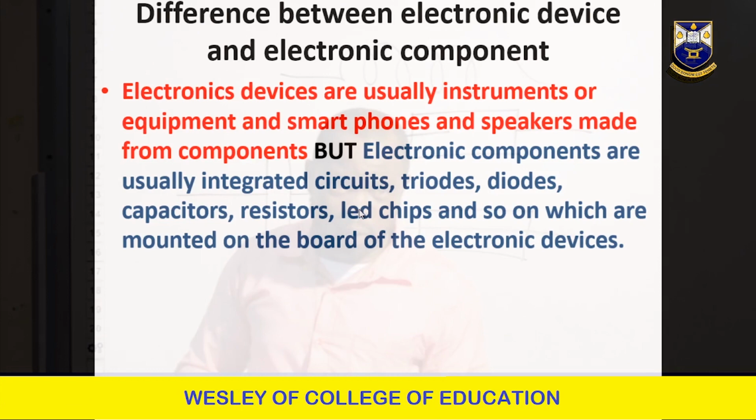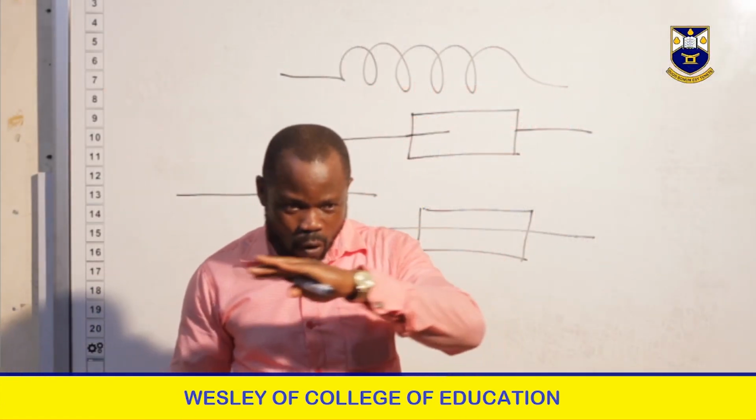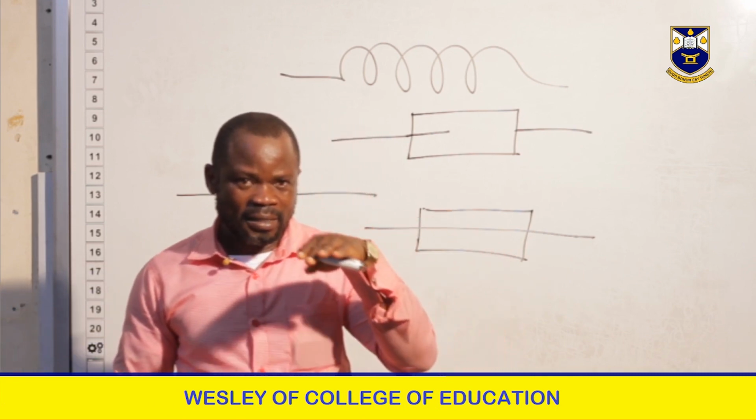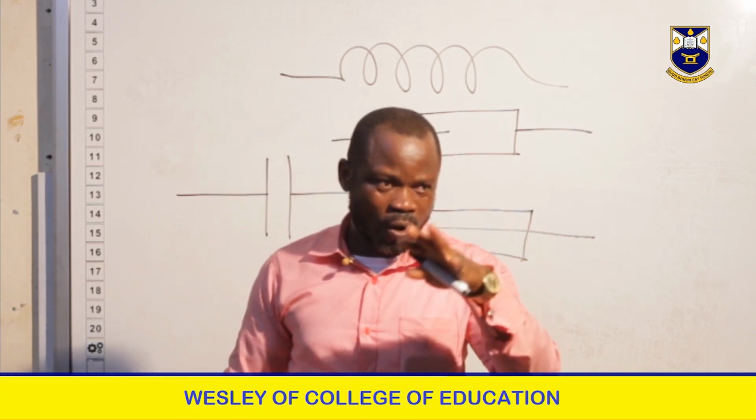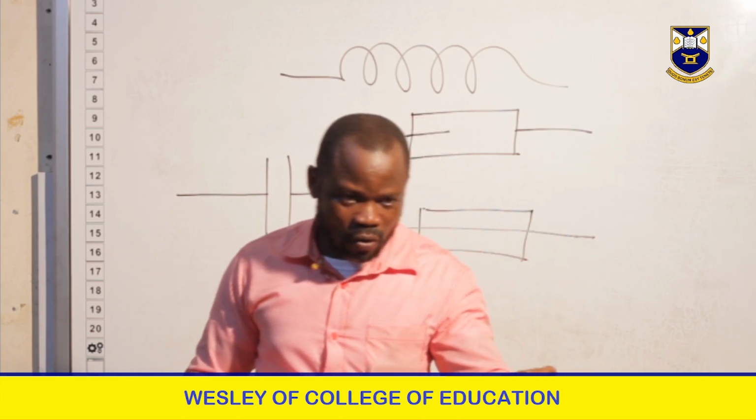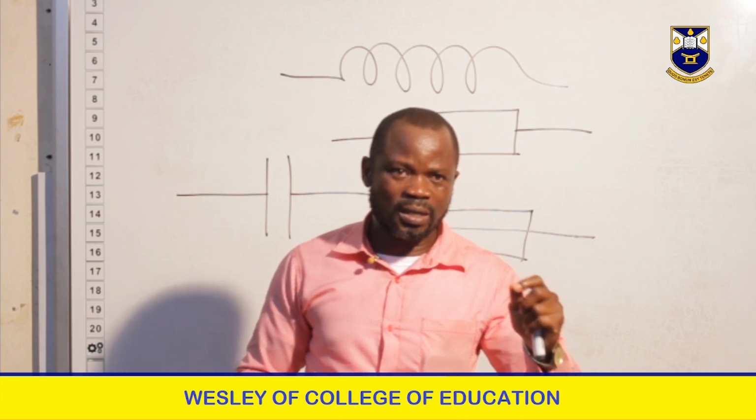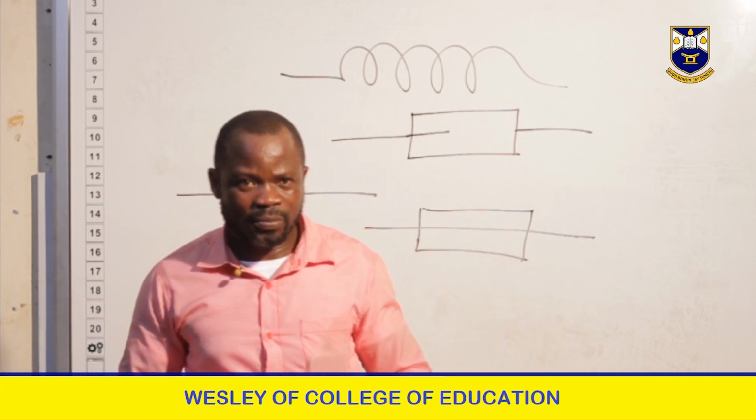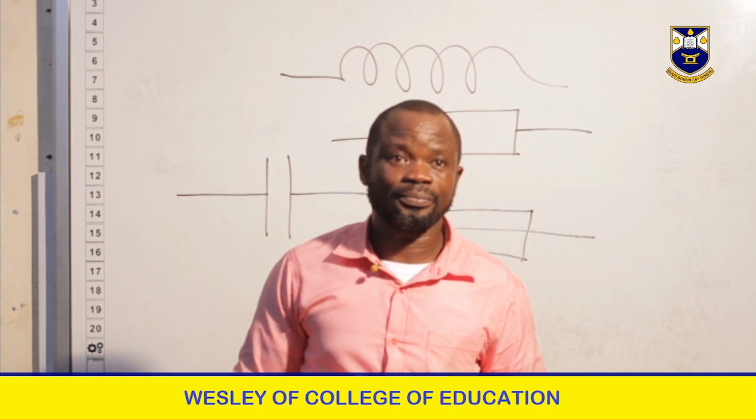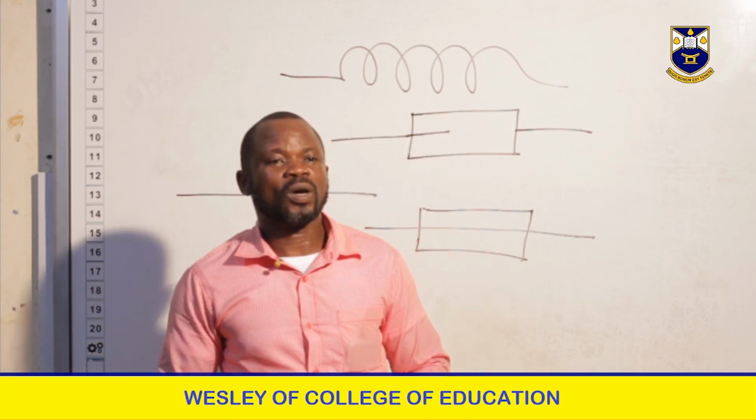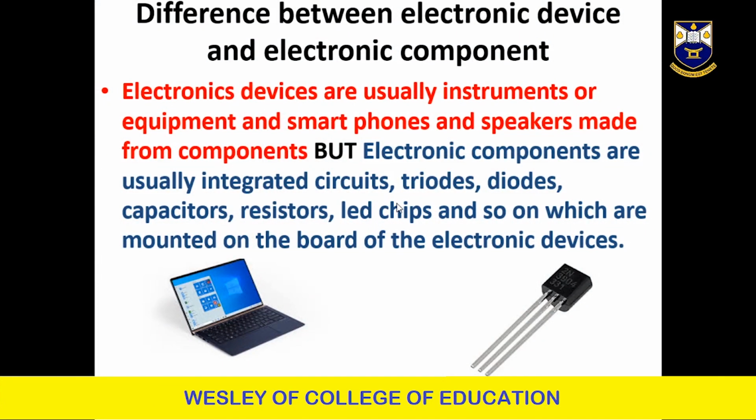So when you take your sound system and you dismantle it, you find a certain board on which lie so many of the components. You see resistors, you see transistors, you see capacitors, and many other components. So a laptop is an electronic device, and a transistor is an electronic component.